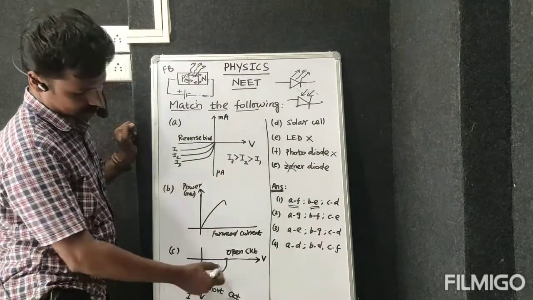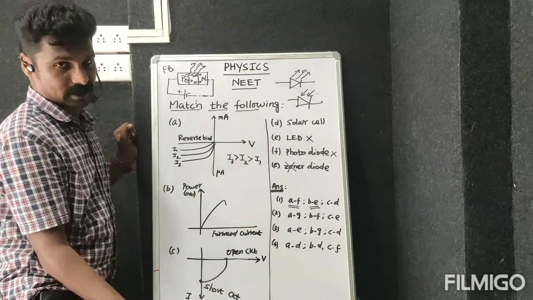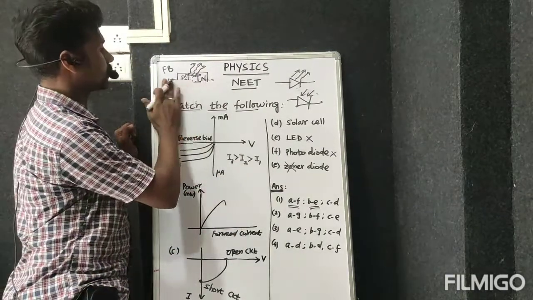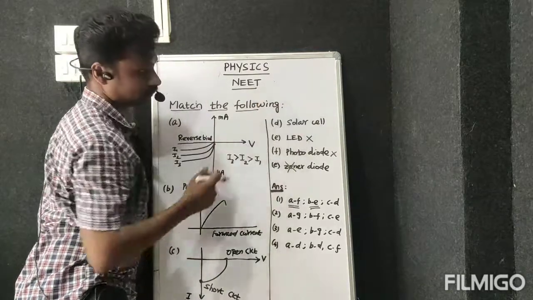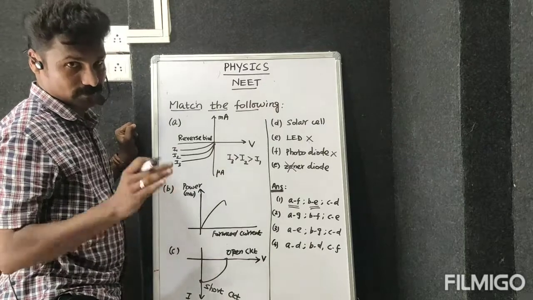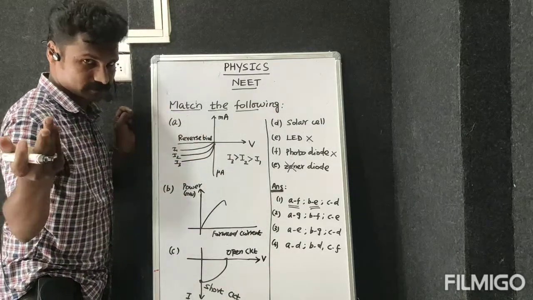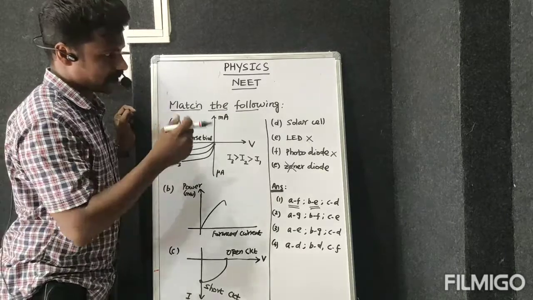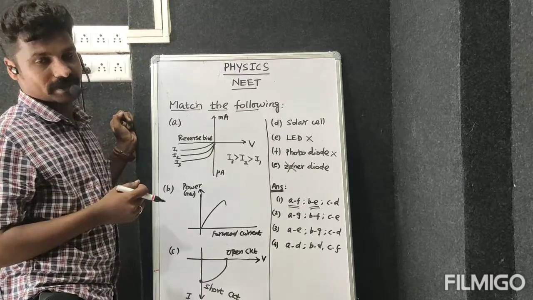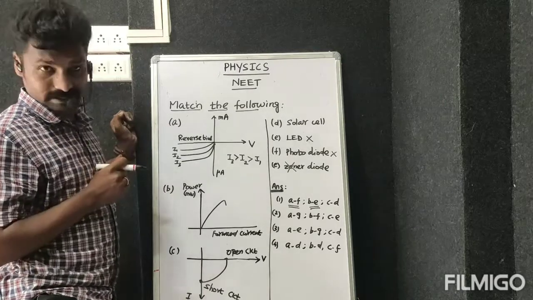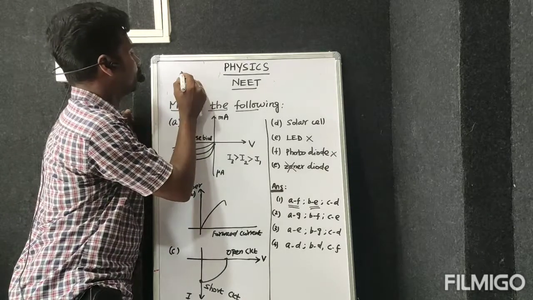Next, the remaining one. Okay, what is the remaining one? That is the solar cell. Anyhow, I will explain that solar cell. So please listen. If you observe the solar cell, it is like a photodiode. In a photodiode, light energy is converted into what? Electrical energy. Like that, here the source is the solar energy.